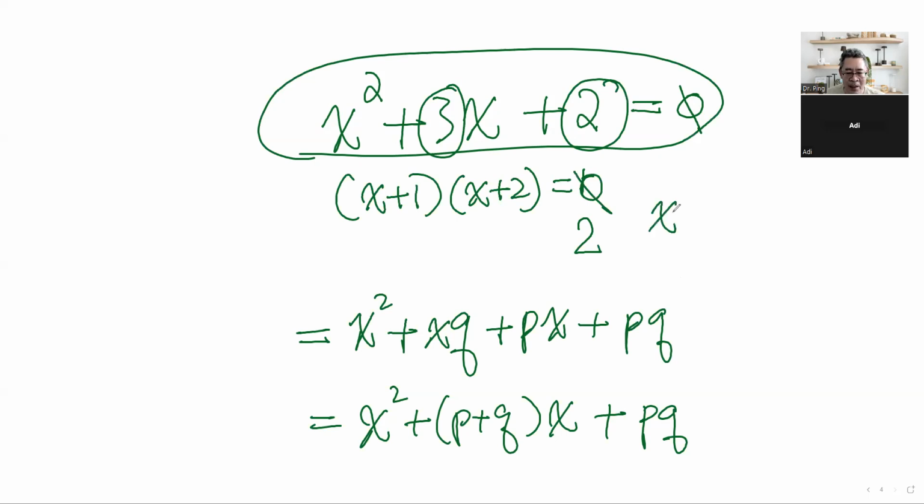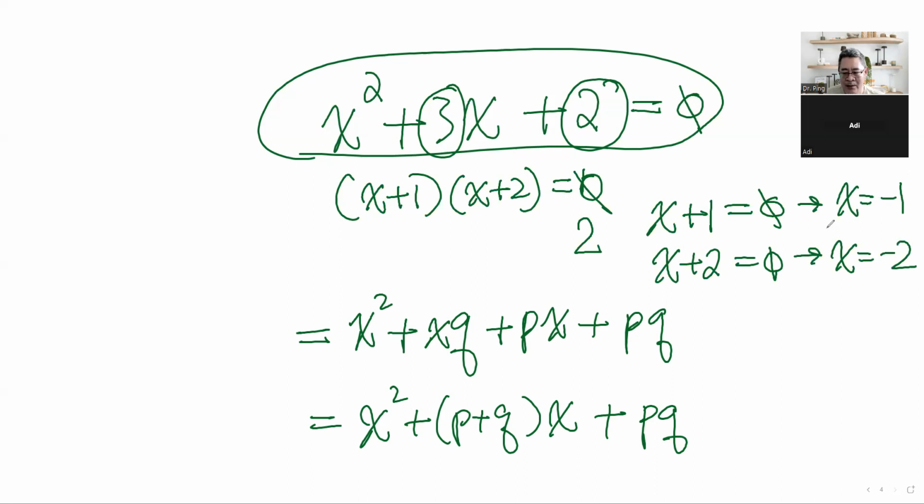Therefore, we know x has to be either x plus 1 equal to 0, based on our zero product property, or x plus 2 equal to 0. So therefore, we got x equal to -1 or x equal to -2. So that's how we find the solutions for this equation. Good?